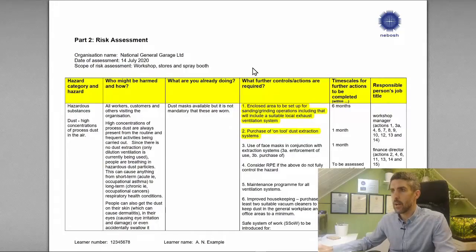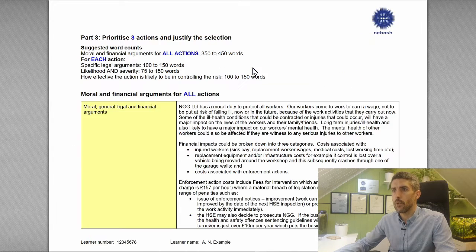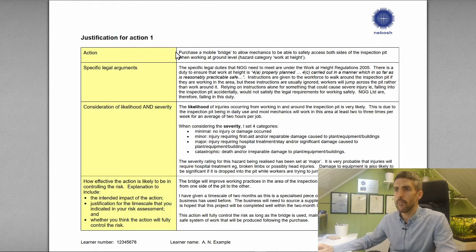And then what you need to do is, once you've got your 3 actions selected from column 4, if I go down to part 3, we'll come back to this bit, moral and financial arguments for all actions, but what you can do is scroll down a little bit further and just put your actions in. So you can take this directly from the risk assessment. So whatever you've got in the risk assessment, grab it, put it in the action.